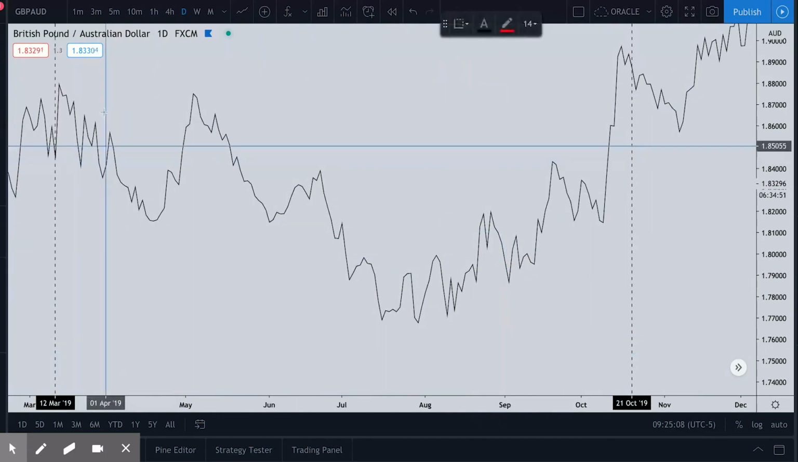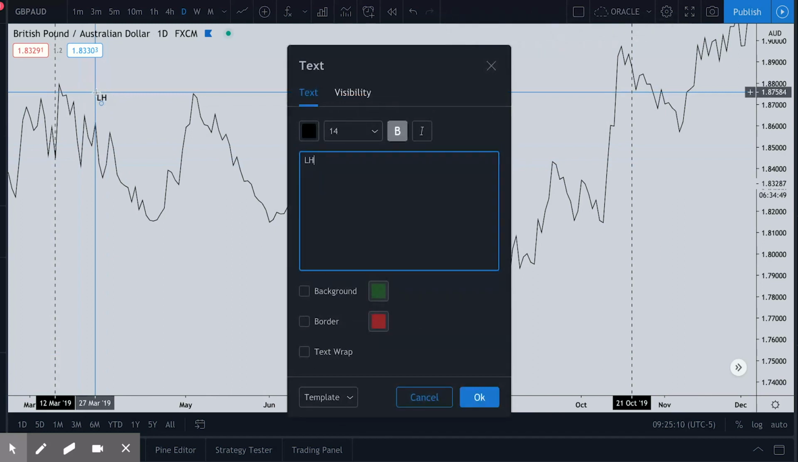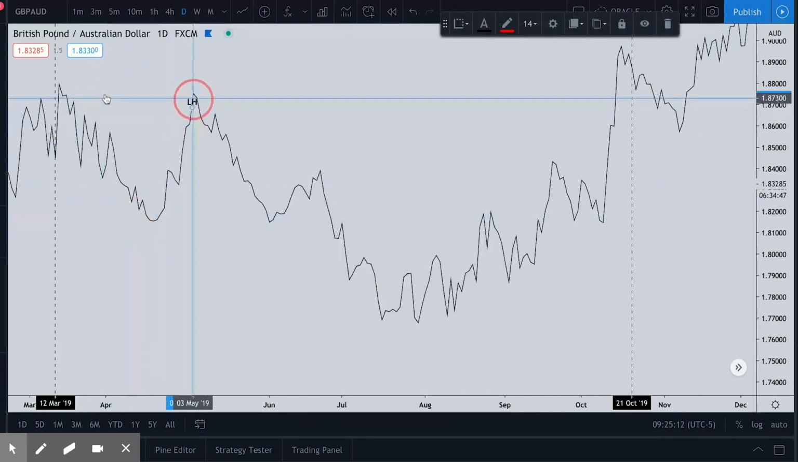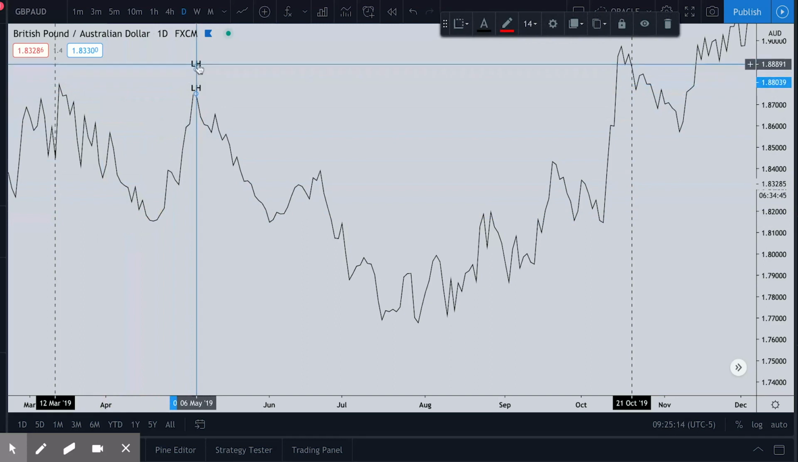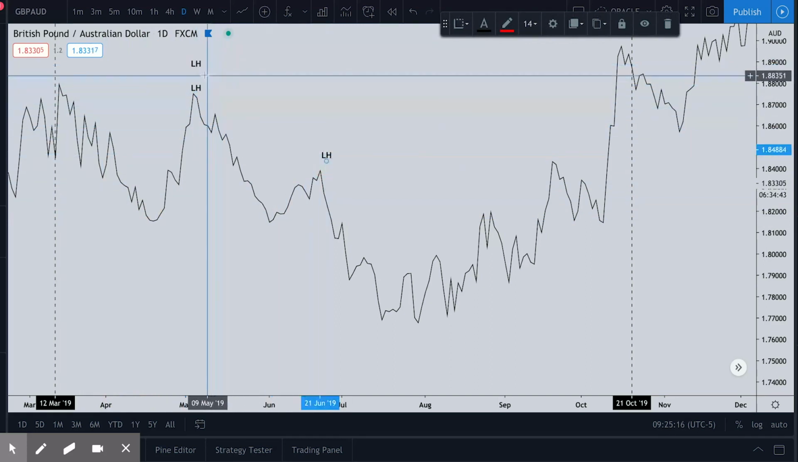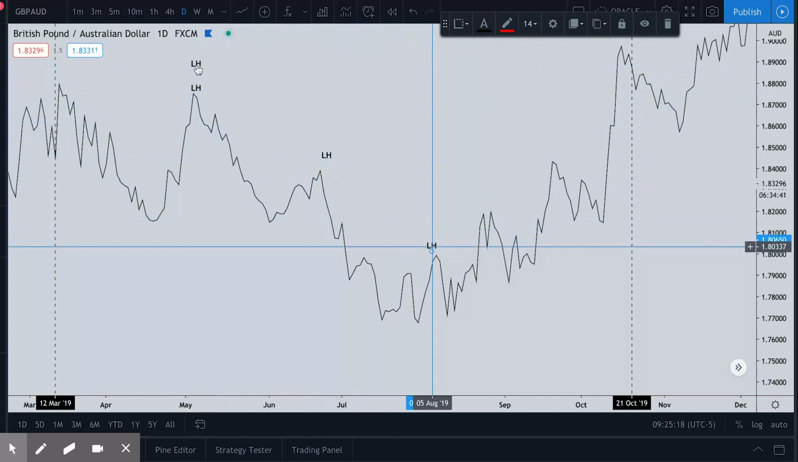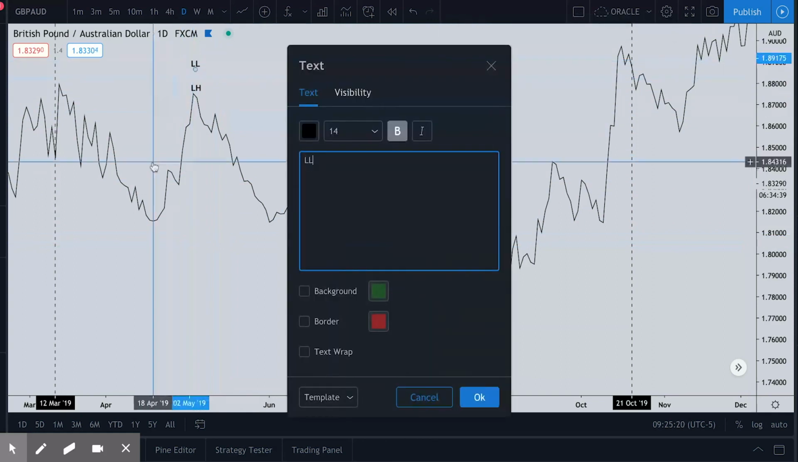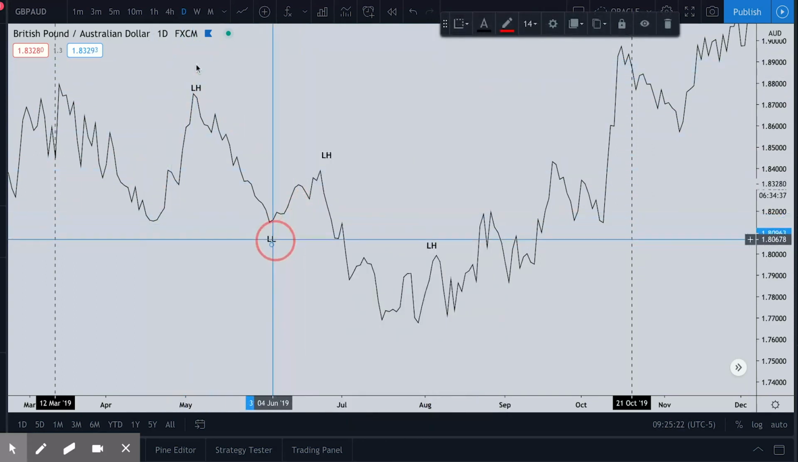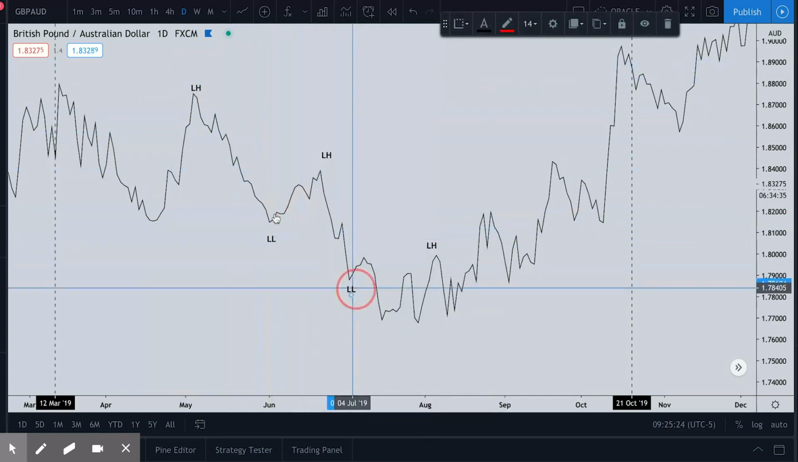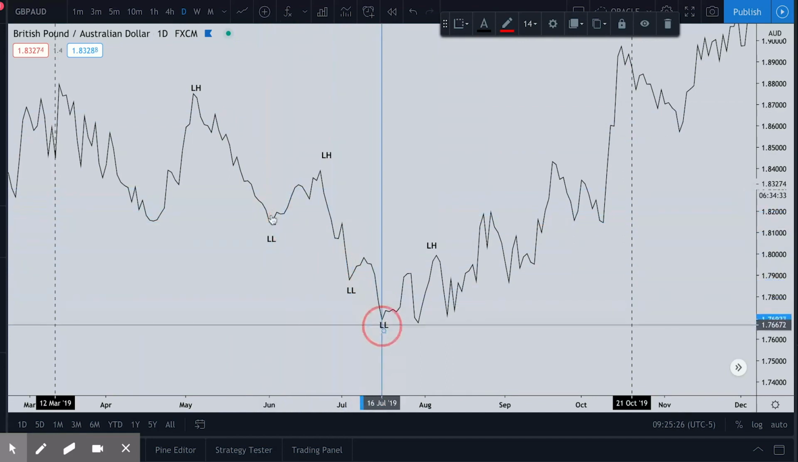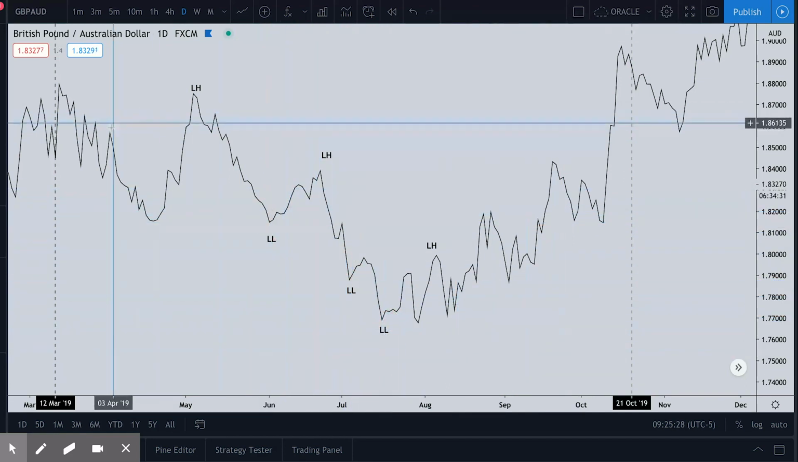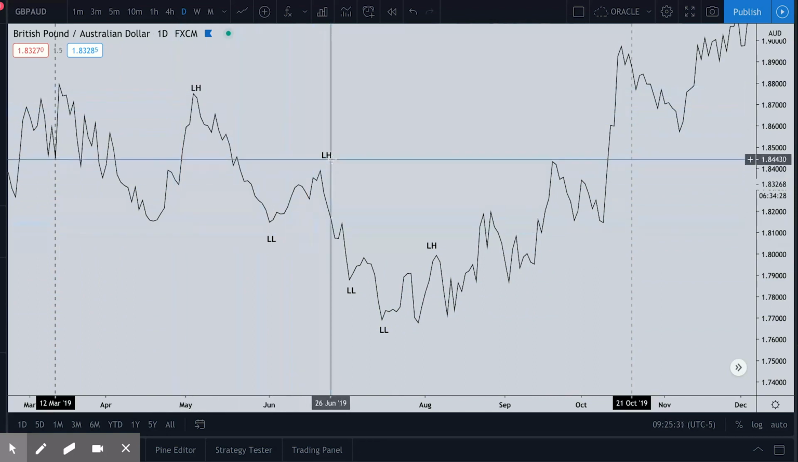We'll see that the market formed lower highs, lower high, lower high. And it also formed lower lows. Okay, lower low, lower low, and another lower low in there. So we can see this downtrend, okay?